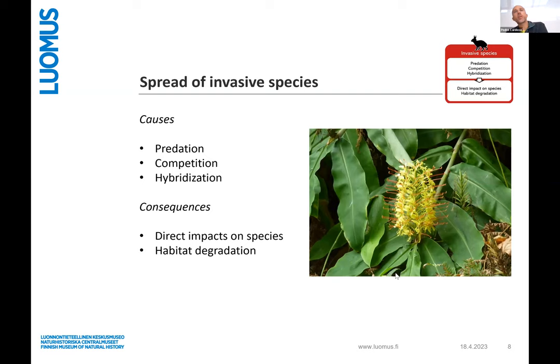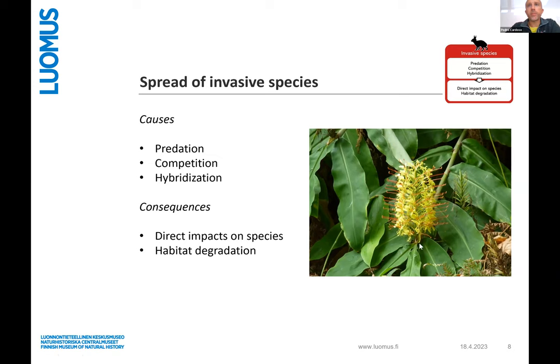The spread of invasive species is also quite critical. When you traffic one species from one place to the next, then maybe it will be released in the wild. For example, a pet. Many people have snakes as pets, and then when they are too large, they release them into the wild, and then of course it will have consequences because they are not natural in these places where they are released. So the ecosystem will often suffer from it. You can have predation, you can have competition, or you can have hybridization if what you are releasing into the wild is close enough to the native species to create some genetic mixture. And this will have direct impacts on species and of course habitat degradation.